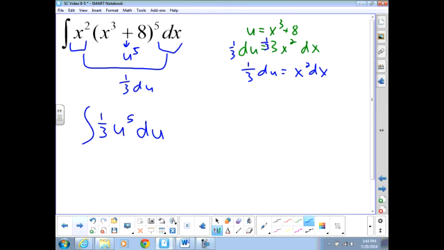Well, this will become u to the 6th when we take the antiderivative. Its reciprocal is 1/6. 1/6 times 1/3 is 1/18. And we need to remember to have the plus c on the end. And to finish it off, we'll just replace u with what we said it was equal to before. So we'll have 1/18 x cubed plus 8 all to the 6th plus c.